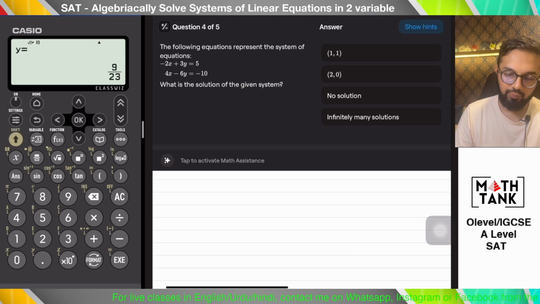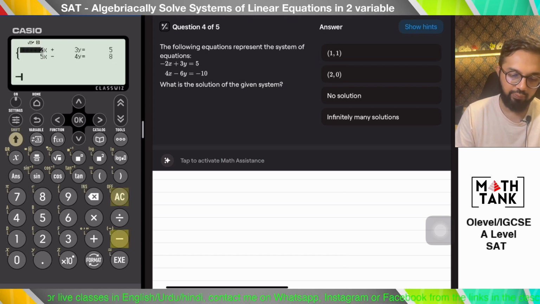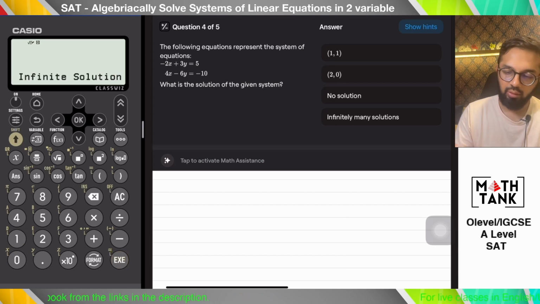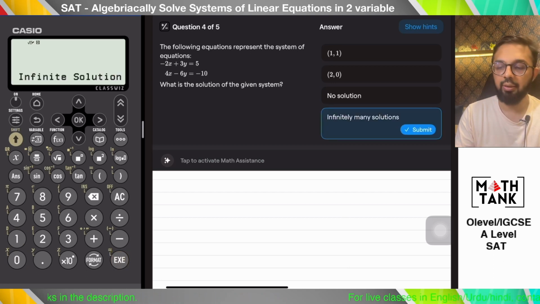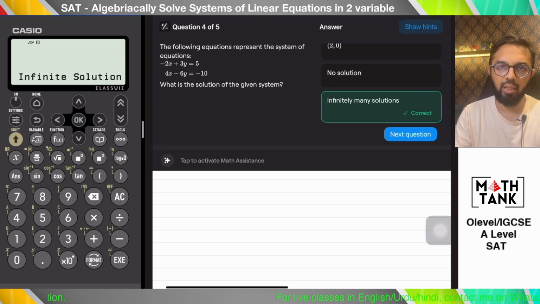Okay, what is the solution of the given system? Again, I solve minus 2, 3, 5, 4, minus 6, minus 10, infinite solutions. Okay, calculator is telling me everything. I'm not doing anything manually. Make sure that you understand that.